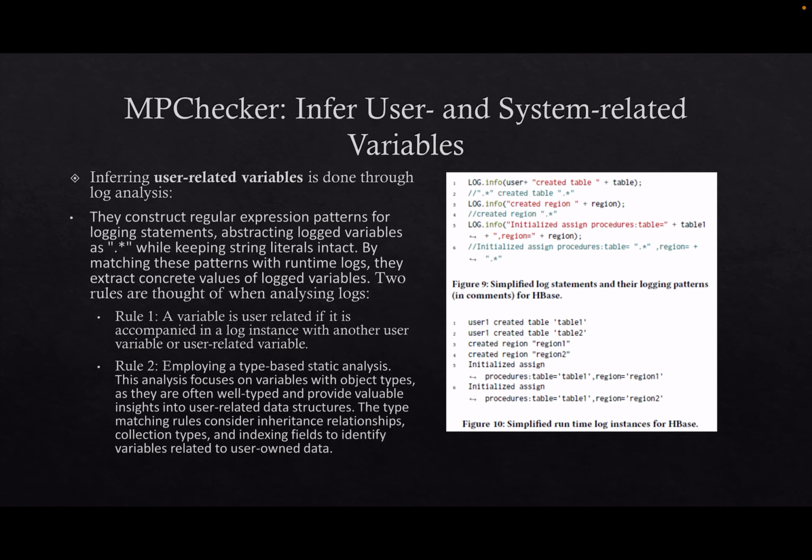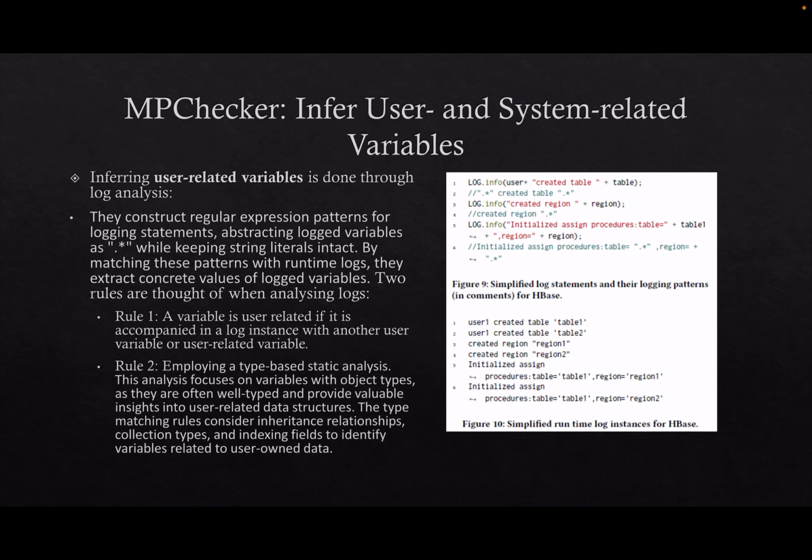So let's talk about user and system related variables. Inferring user-related variables is done through log analysis. The authors delve into the process of identifying user-related variables in distributed systems. It's a crucial step in detecting MPC vulnerabilities. Identification of user-related variables is essential for understanding and safeguarding privileged operations that involve user-owned data. So how do they do it? They construct regular expression patterns for logging statements, abstracting logged variables as dot star while keeping string literals intact. By matching these patterns with runtime logs, they extract concrete values of logged variables.